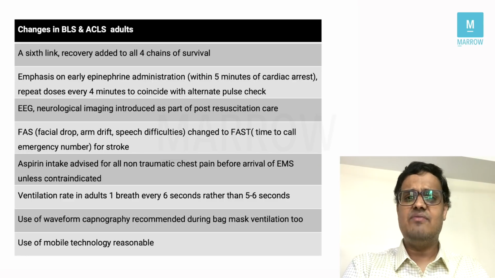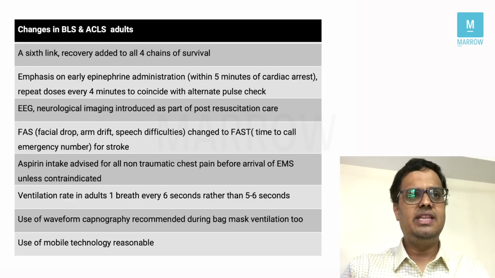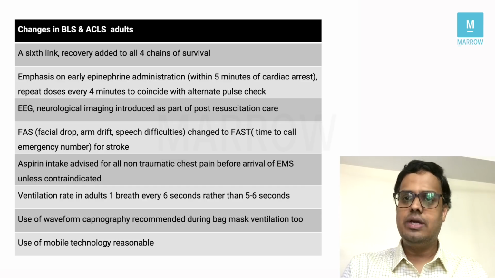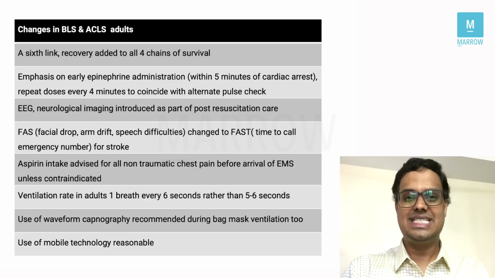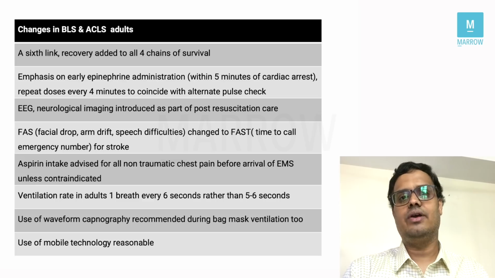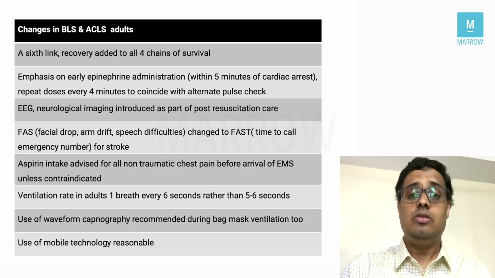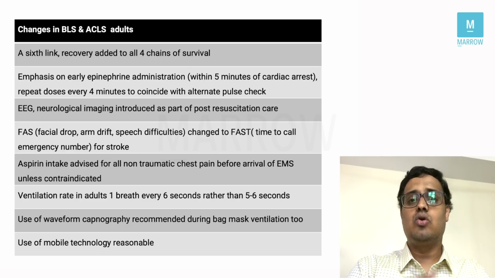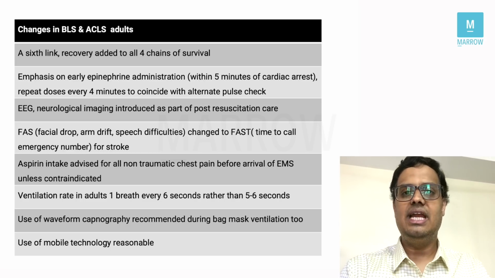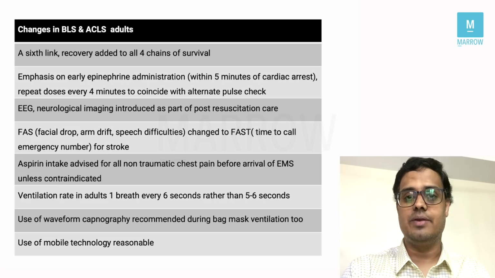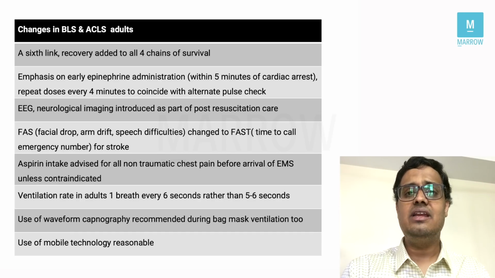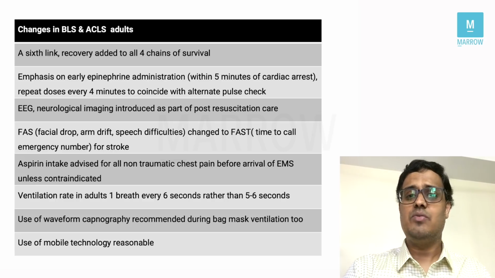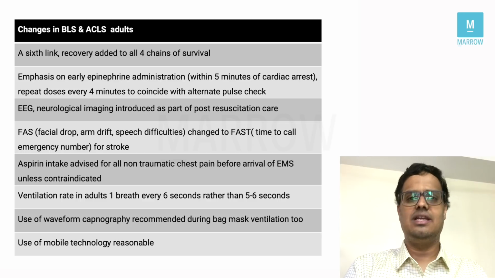The second point is early emphasis on adrenaline therapy. Within 5 minutes of cardiac arrest you should give it. You might be thinking, sir, does this happen in our country? Yes, in our country things are changing. We are also having a good number of 108 or ambulance services. So when you call for help and get support, try to give adrenaline as quickly as possible. There was one more question regarding adrenaline. The dilution is 1:10,000. We'll talk about this adrenaline in the next question.